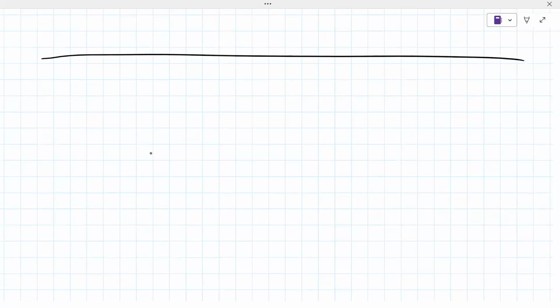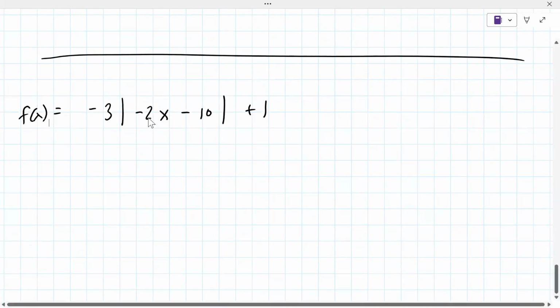I'm gonna do one that's a little different just to see if this comes up. This might come up on your test. -3 absolute value of -2x minus 10, plus 1. Okay, so this time, Karthik, and this is important here, you're going to factor out a -2 from both of these. You factor out whatever's leading there.